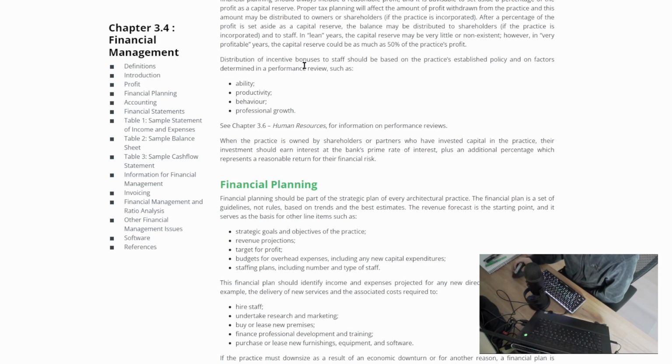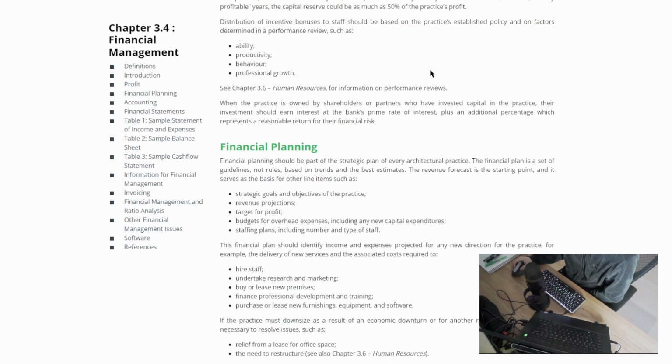Distribution of incentive bonuses to staff should be based on the practice's established policy and on factors determined in a performance review, such as ability, productivity, behavior, professional growth. See Chapter 3.6 for more information. When the practice is owned by shareholders or partners who have invested capital in the practice, their investment should earn interest at the bank's prime rate of interest, plus an additional percentage which represents a reasonable return for their financial risk.